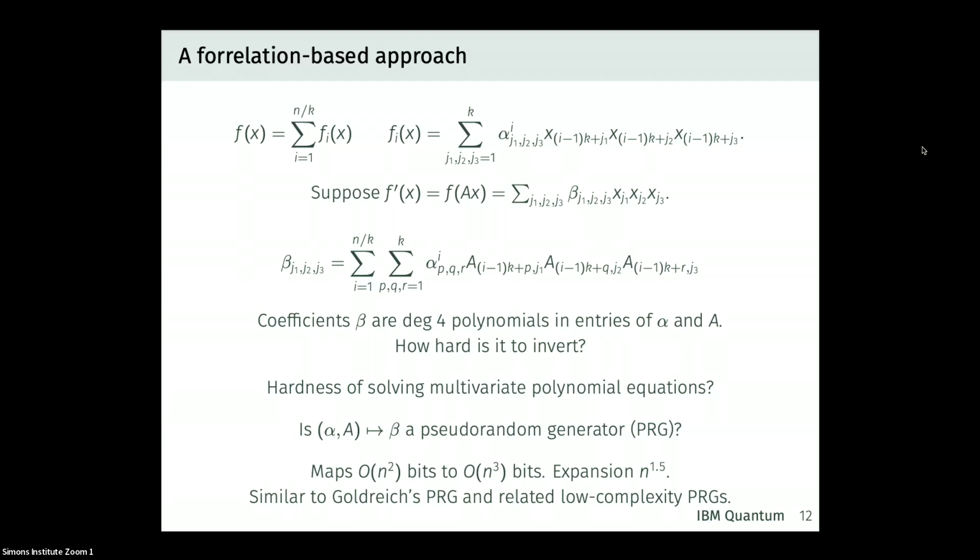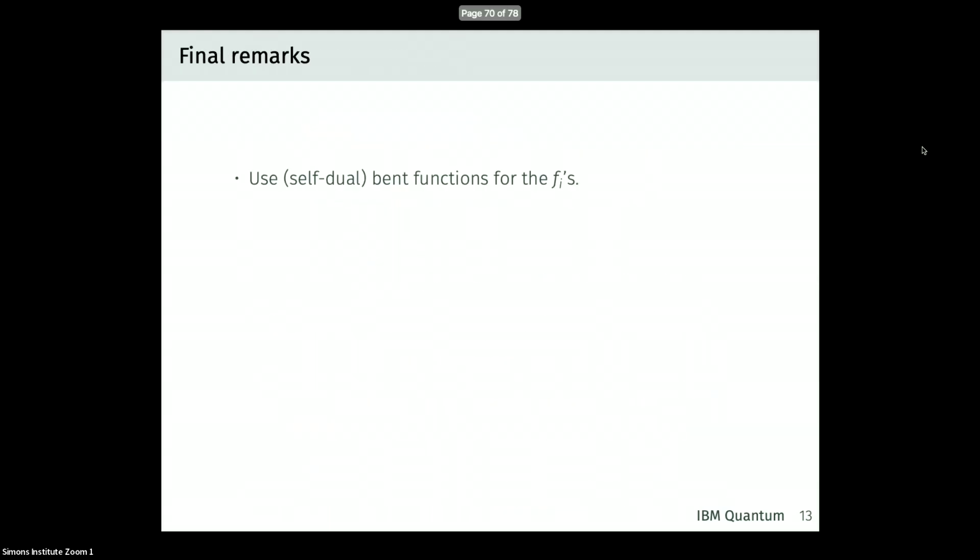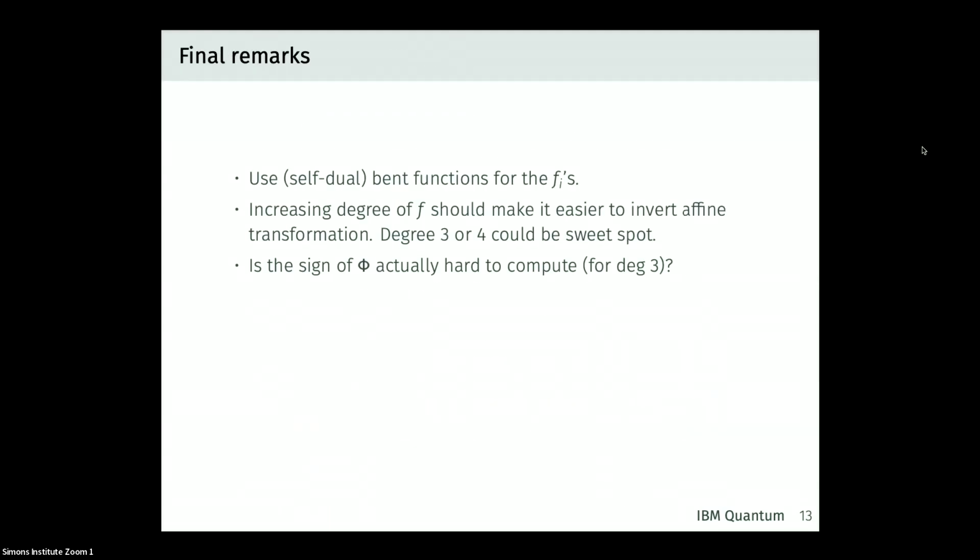And now you're really demanding much out of this PRG, that it has very large expansion. So it might be easier to distinguish from random in this case and potentially to break it. You can also think of it as, I have way more equations if the degree is higher, and that should only help me to solve the problem. So it could be that degree 3 or 4 is the sweet spot for this sort of thing.